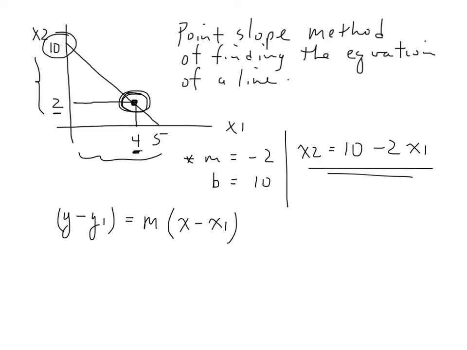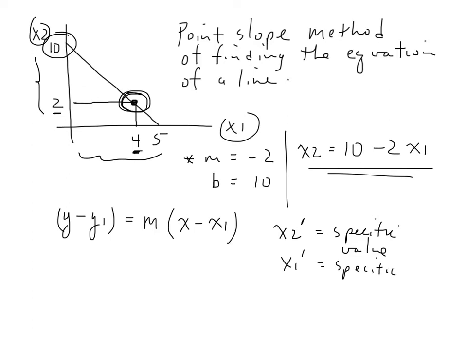Well, this is a little confusing because we've got variable notation of x1s and x2s here. So I'll use x2 prime to be a specific value of x2, and x1 prime to be a specific value of x1. So we could use this rule accordingly as follows. We could say that x2 minus x2 prime equals the slope times x1 minus x1 prime.